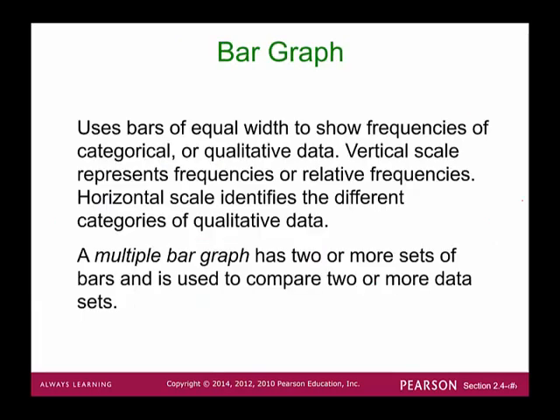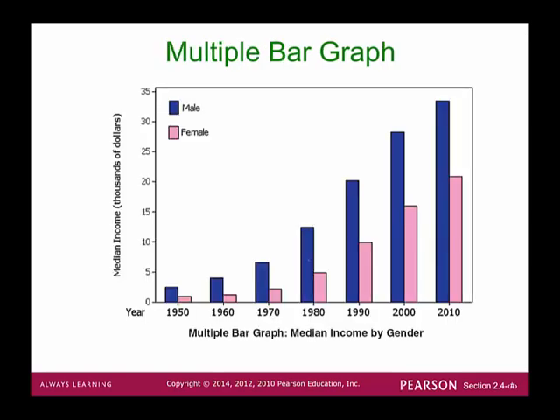And then we also have a bar graph. So use a bar graph to show frequencies of the categorical or qualitative data. The vertical scale usually represents frequencies or relative frequencies. And the horizontal scale usually identifies the different categories of quantitative data or categorical data. And a multiple bar graph has 2 or more sets of bars, and it's used to compare 2 or more different categories of the data set.